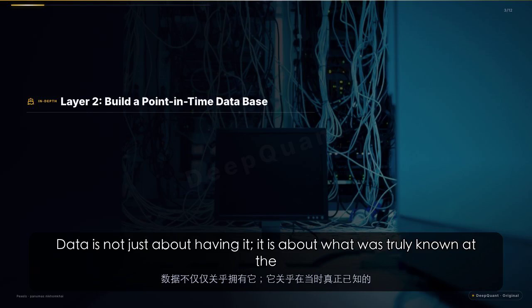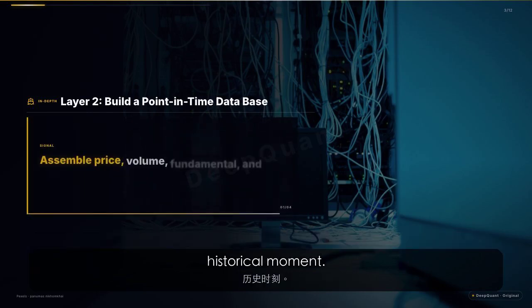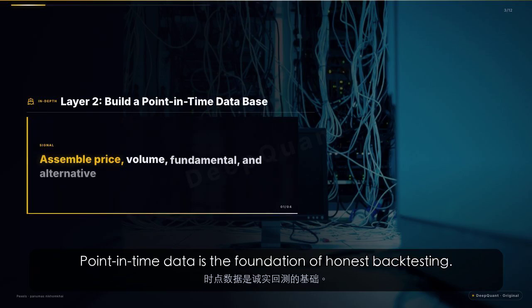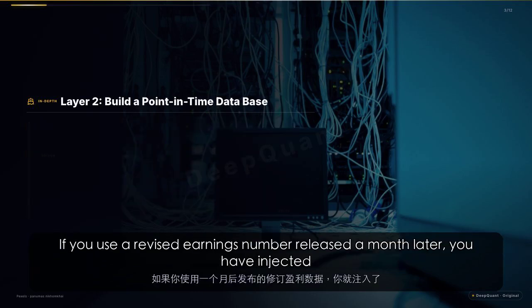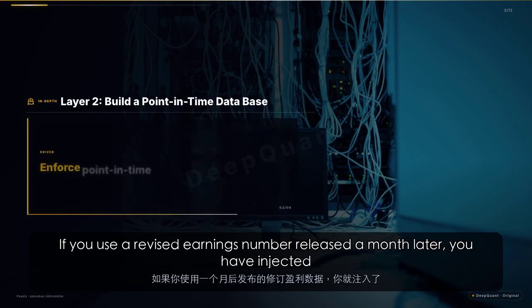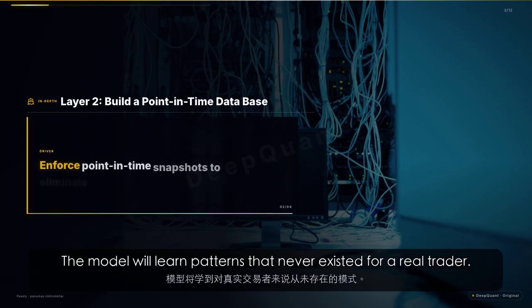Data is not just about having it, it is about what was truly known at the historical moment. Point-in-time data is the foundation of honest backtesting. If you use a revised earnings number released a month later, you have injected future information. The model will learn patterns that never existed for a real trader.